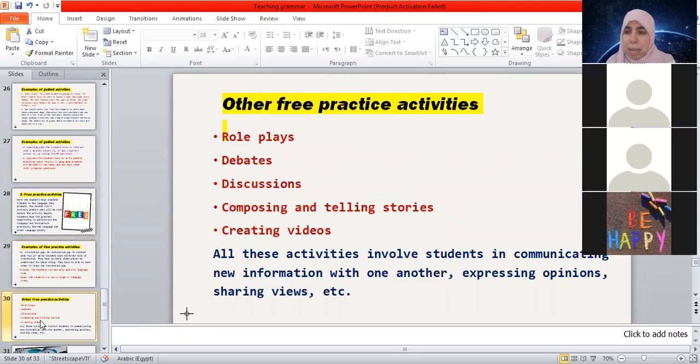Other free practice activities, role play. Here, students make up a dialogue. I don't give them a dialogue. They make up a dialogue, for example, between doctor and patient, between a police officer and a foreigner, okay? Debates, for example, to compare between two things. What do you think, which is better, email or letter? And tell me why, okay? Mobile phone or home phone, which is better? Here we have a debate.